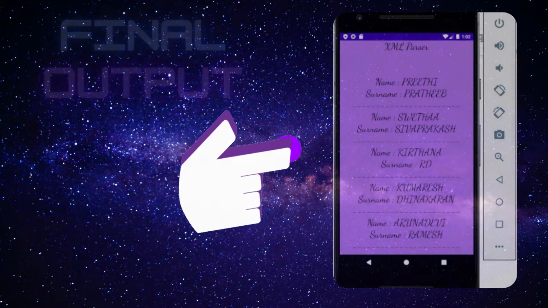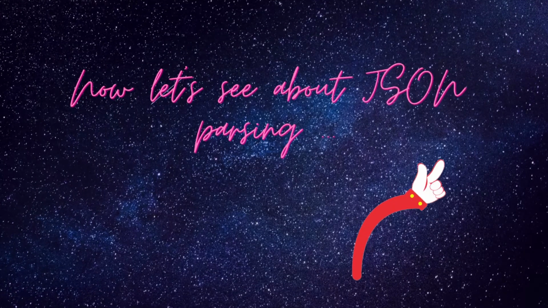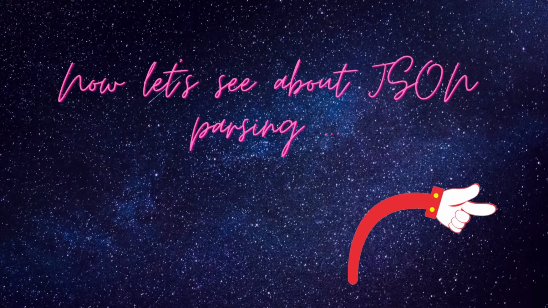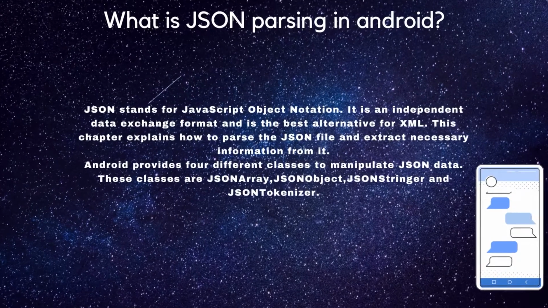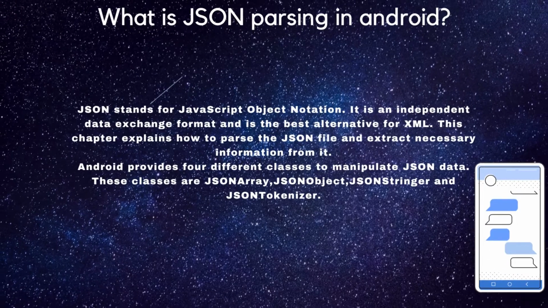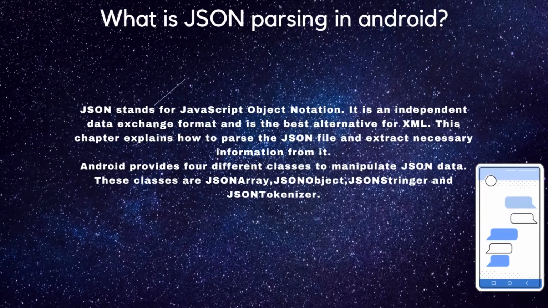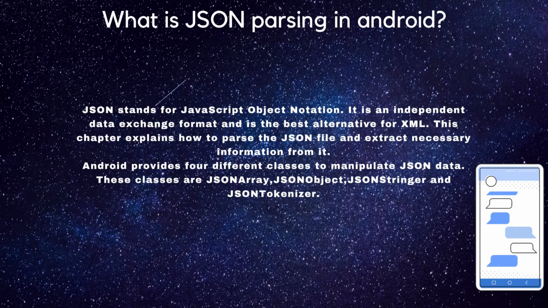Now let's see about JSON parsing. What is JSON parsing in Android? JSON stands for JavaScript Object Notation. It is an independent data exchange format and is the best alternative for XML. This chapter explains how to parse the JSON file and extract necessary information from it. Android provides 4 different classes to manipulate JSON data. These classes are JSONArray, JSONObject, JSONStringer, and JSONTokener.